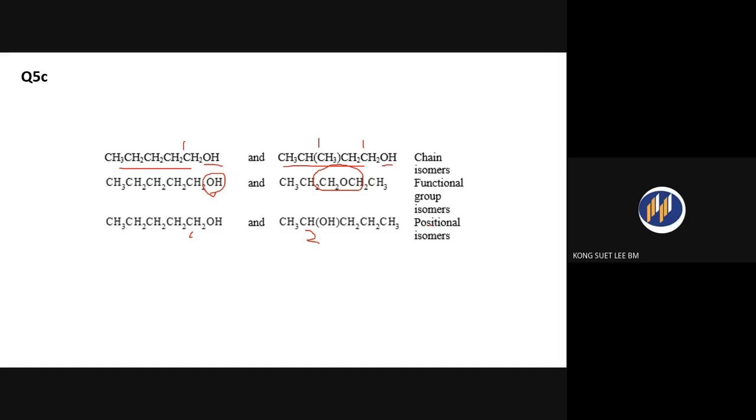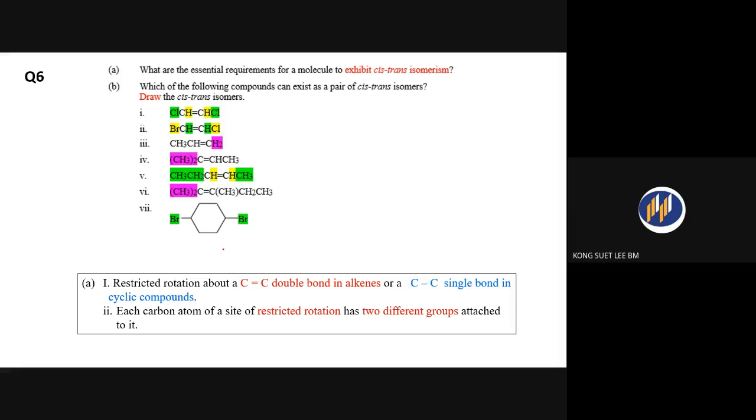Now we proceed to question number 6. Question number 6 is about geometrical isomer. So what are the essential requirements for a molecule to exhibit cis and trans isomer? This is what I told you yesterday. First, restricted rotation: carbon-carbon double bond in alkene, or carbon-carbon single bond in cyclic compound. This is the first requirement. The second requirement: each carbon atom at the site of restricted rotation must have 2 different groups.